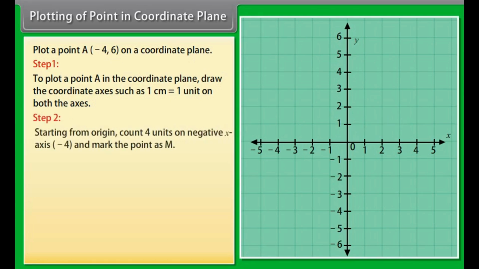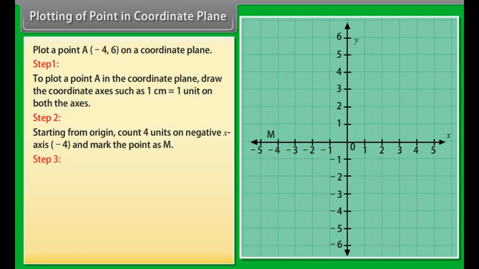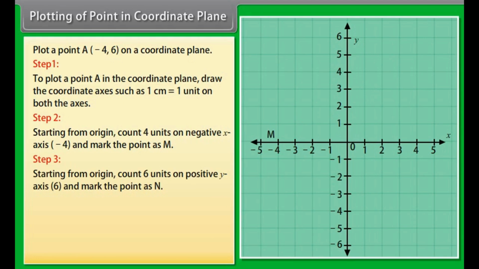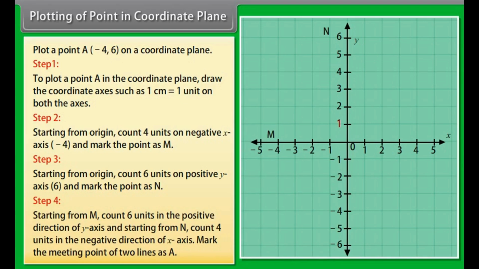Step 2. Starting from origin, count 4 units on negative x-axis, that is, -4, and mark the point as M. Step 3. Now starting from origin, count 6 units on positive y-axis, that is 6, and mark the point as N. Step 4. Starting from M, count 6 units in the positive direction of y-axis, and starting from N, count 4 units in the negative direction of x-axis. Mark the meeting point of two lines as A.